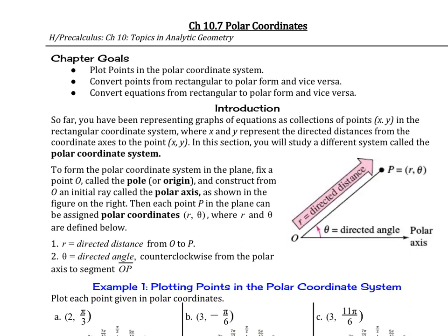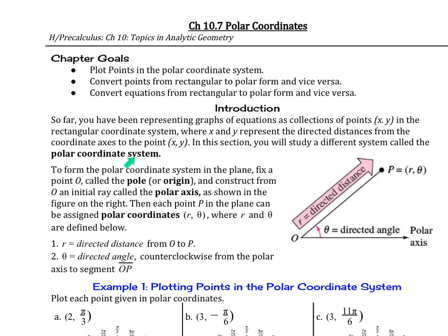Chapter 10.7, we're looking at polar coordinates. We're going to plot points in the polar coordinate system. We're going to convert points from rectangular to polar form and vice versa. And then we're going to convert equations from rectangular to polar form and from polar form to rectangular form.